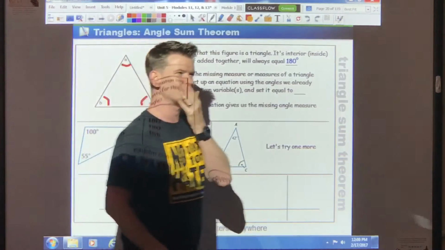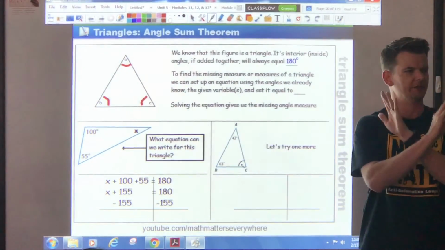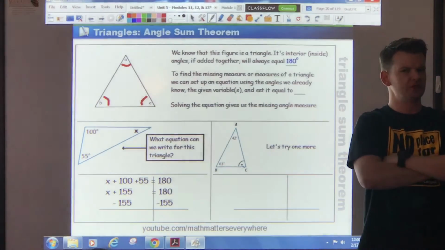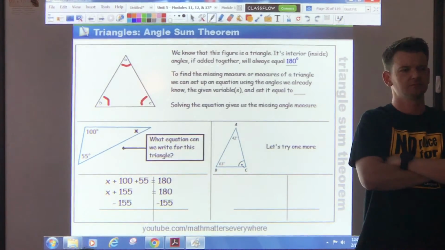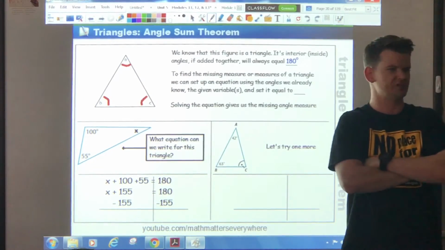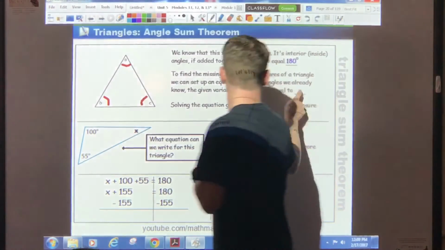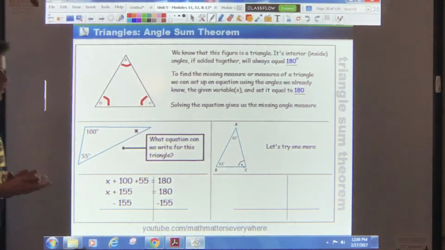Because we know if we're given two angles, and the other one is represented by a variable, right? We know that all three of them together would have to equal what? 180. So couldn't I set up an equation with a variable, two numbers, and set it equal to 180 to solve? I absolutely could. We're setting it equal to 180.